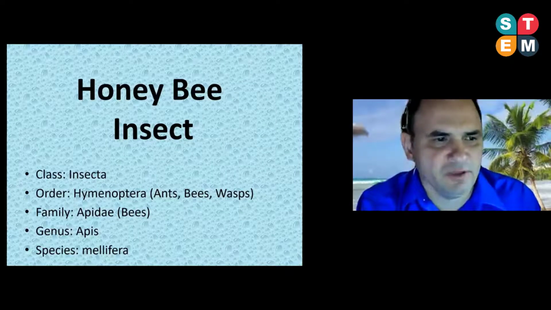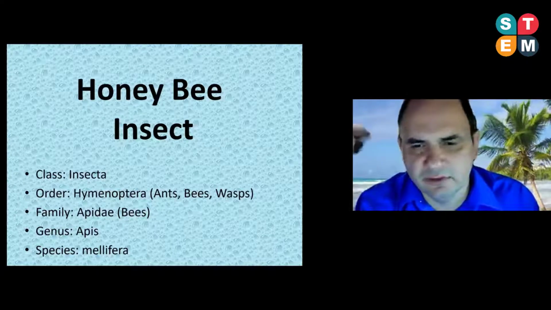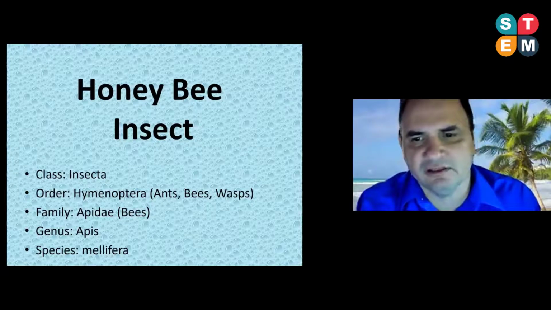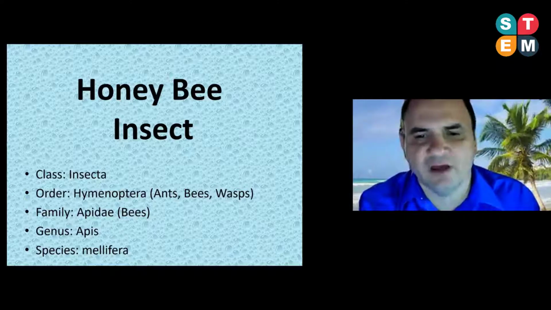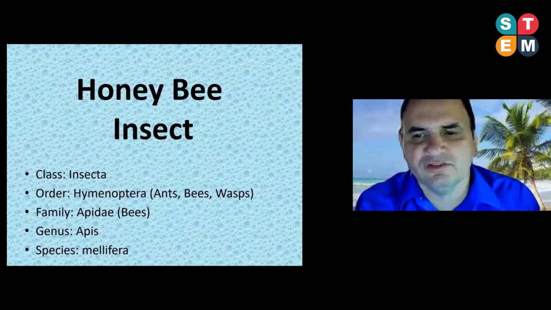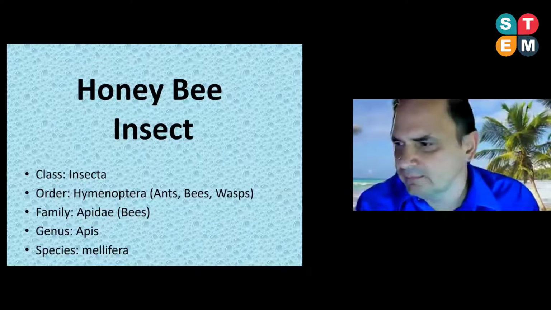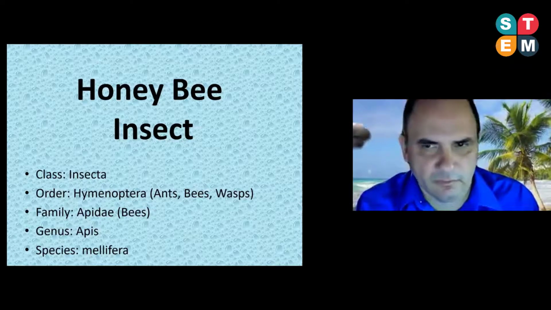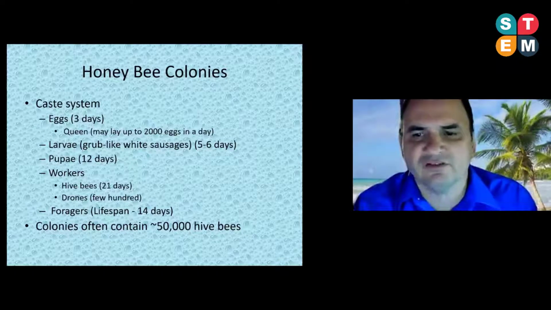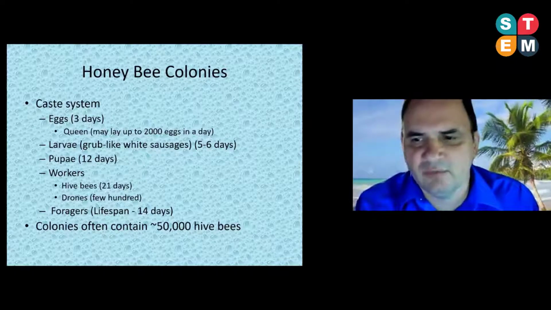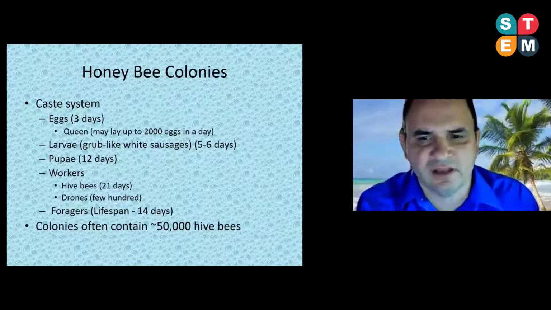So the honeybee belongs to the class Insecta. Bees are found on every continent except Antarctica. And out of the 25,000 species of bees, only 7 produce and store honey. Honeybee colonies employ a caste system based on classes, and bees move through the different classes as they age.